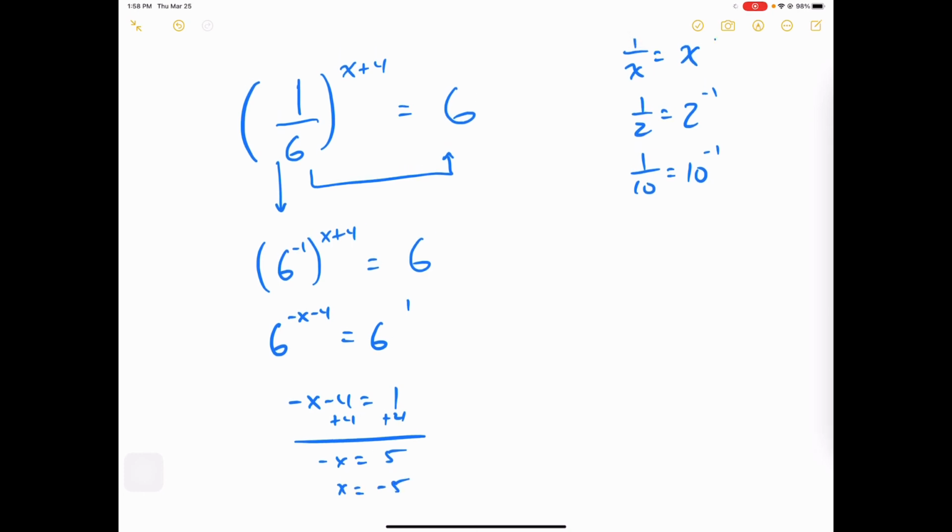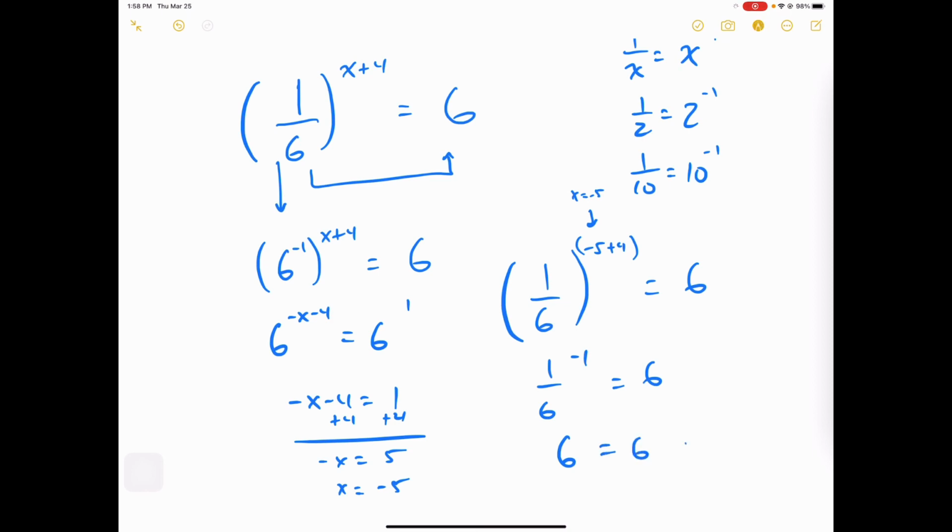Well, let's go ahead and plug it in. 1 over 6 to the, plugging in x is negative 5, so it's negative 5 plus 4. And would this really give us 6? Rewriting it, 1 over 6 to the negative 5 plus 4, which is negative 1. This allows us to flip it to become 6 is equal to 6. Yep, that would have worked.